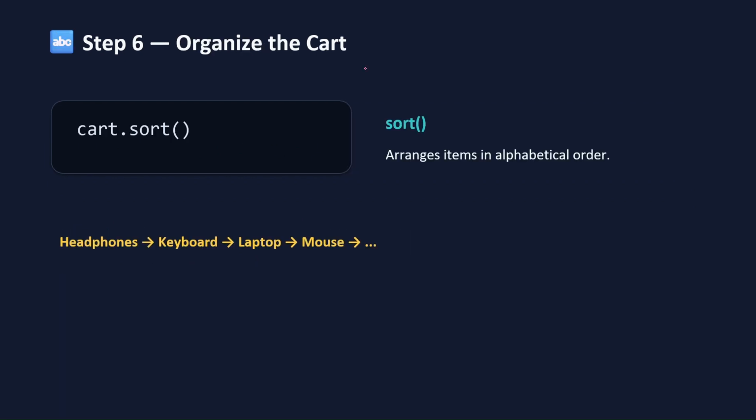Similarly, organize the cart. Now we need to sort it. What the cart.sort method will do is arrange the list in alphabetical order. So headphones H, then K, then L, and M. Like this, in alphabetical order, it will get arranged.